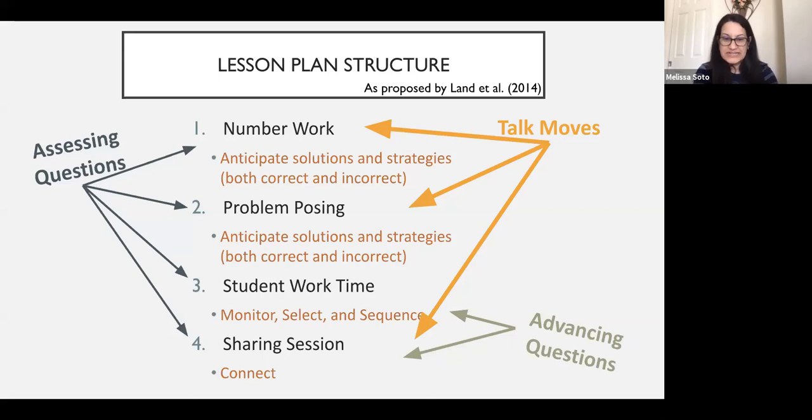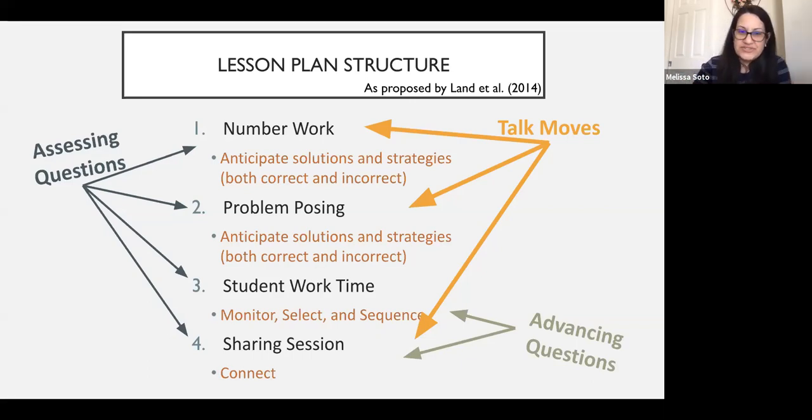During the student work time, we're not just sitting back, waiting for kids to solve problems. We are monitoring, we are going around asking questions, thinking about how they're doing. We're selecting solution strategies that we would like to share with the class, and we're sequencing them in certain ways to ensure that the point and goals that we want for the lesson get across. And during our sharing time, we're making sure that we're connecting the different solution strategies so kids see the connections and see how the mathematics builds on each other.